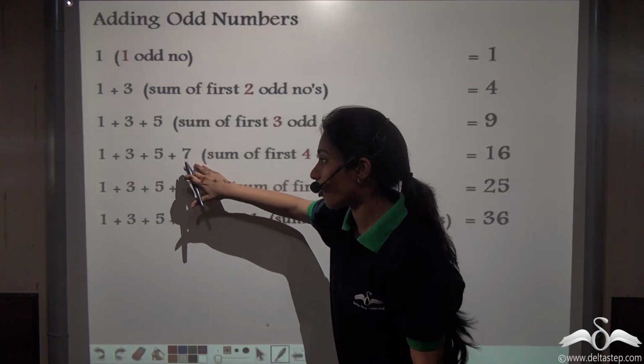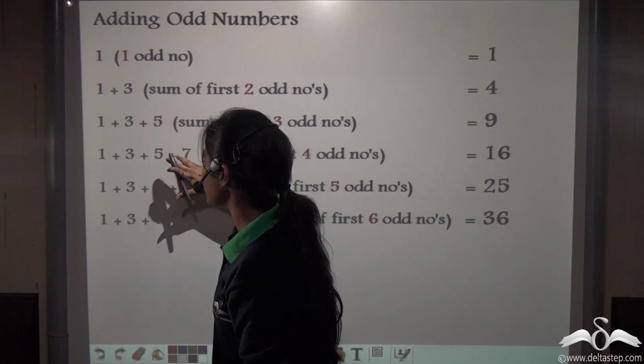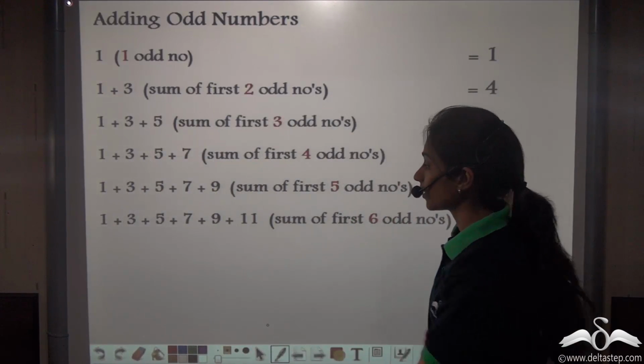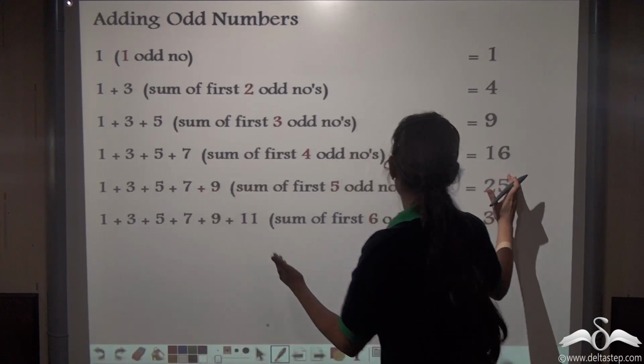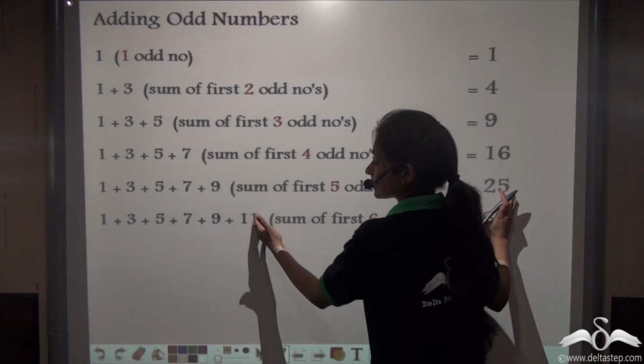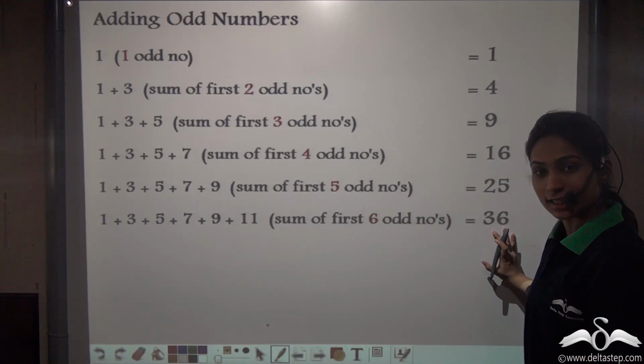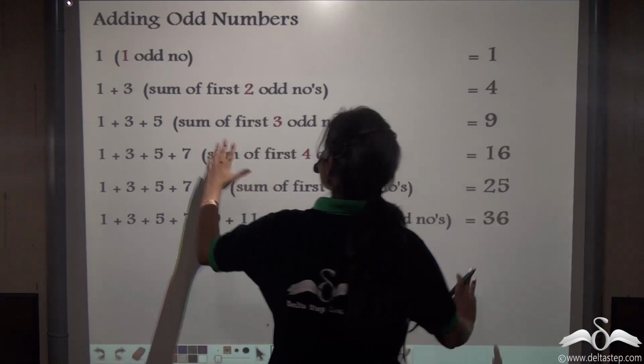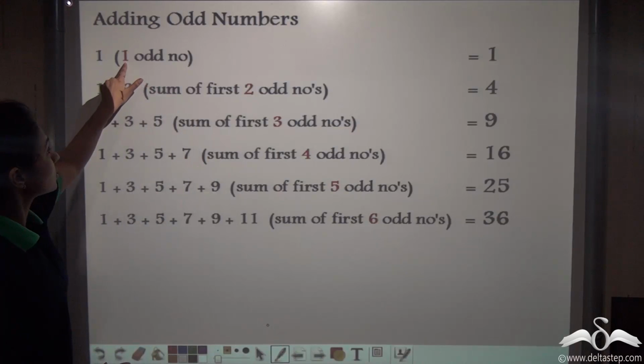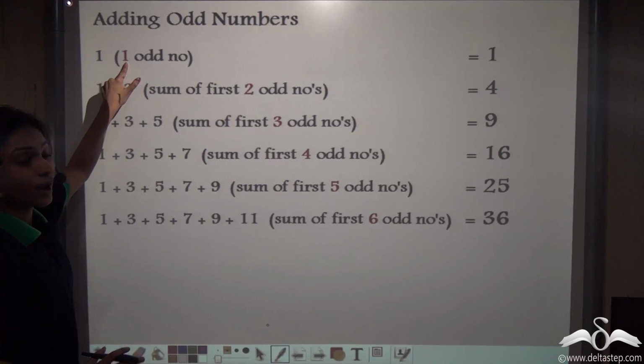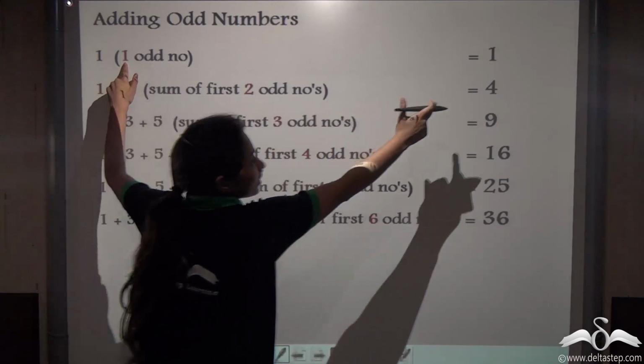Adding 4 consecutive odd numbers, 1 plus 3 plus 5 plus 7, gives us 16. Adding one more, plus 9, gives us 25. Plus 11 with it gives us 36. So now if you look at them, first we had added just one odd number. So that is 1, and 1 square is 1.